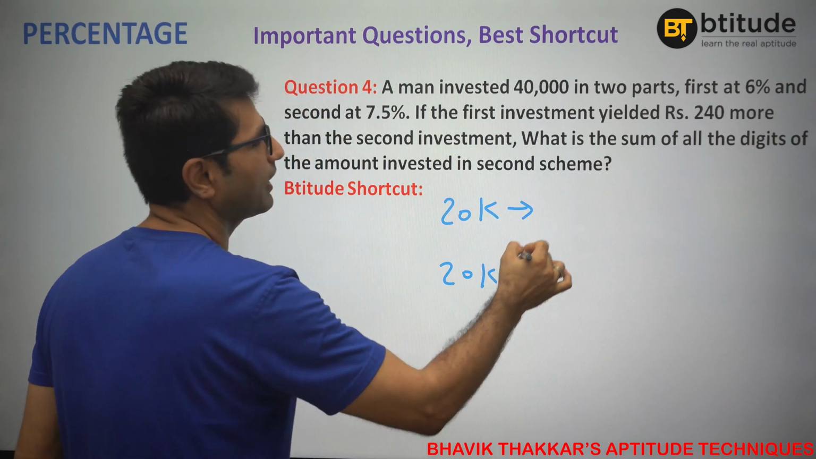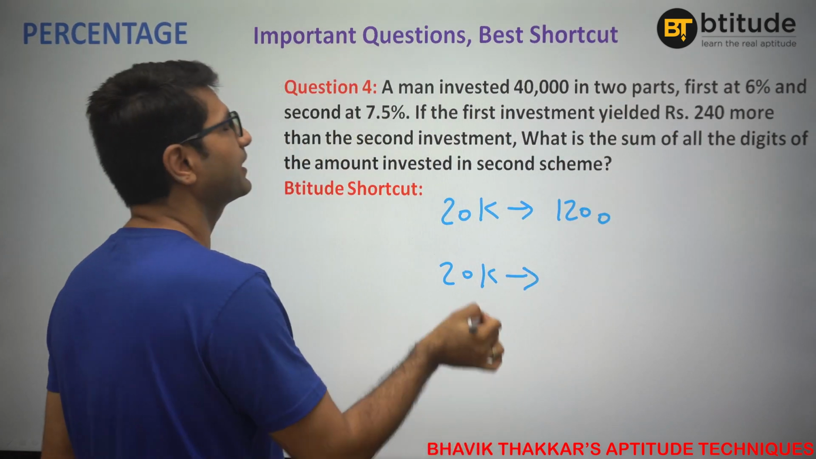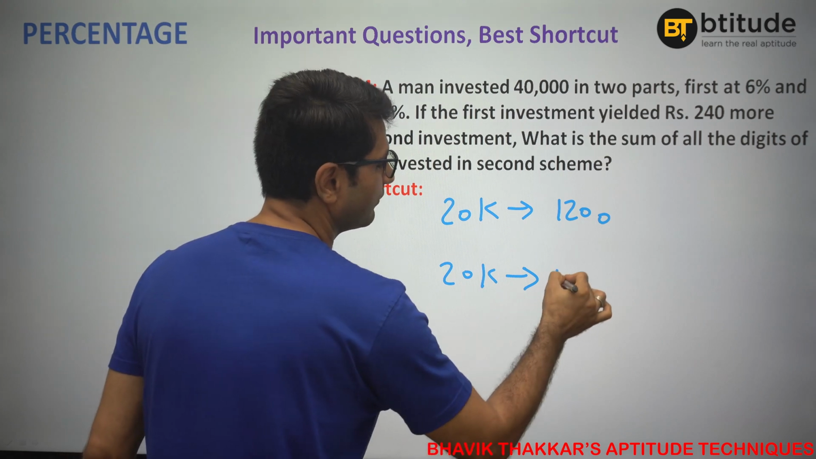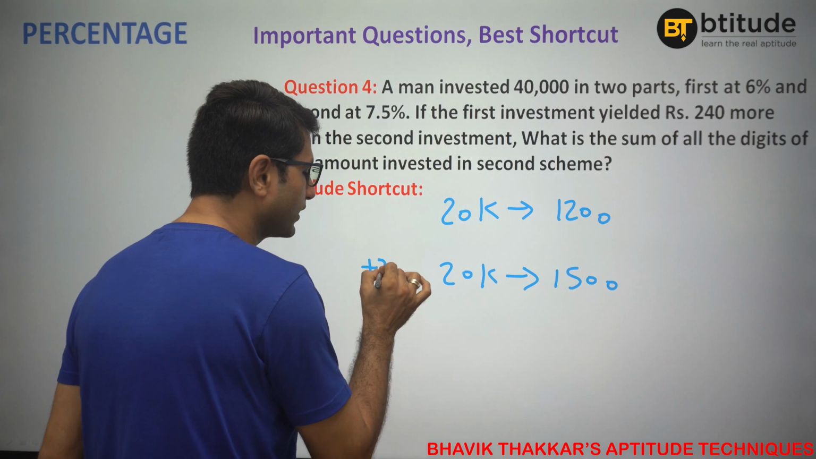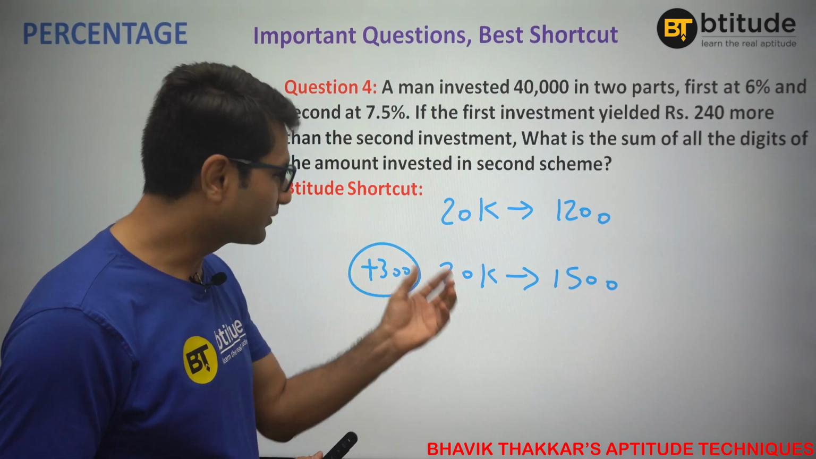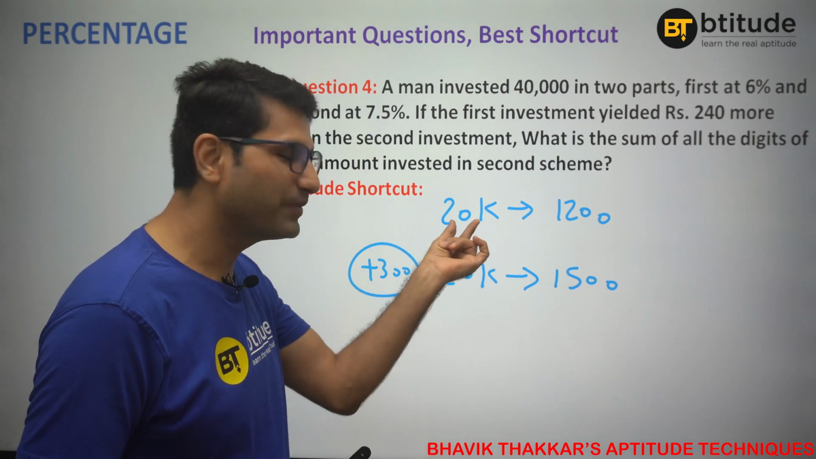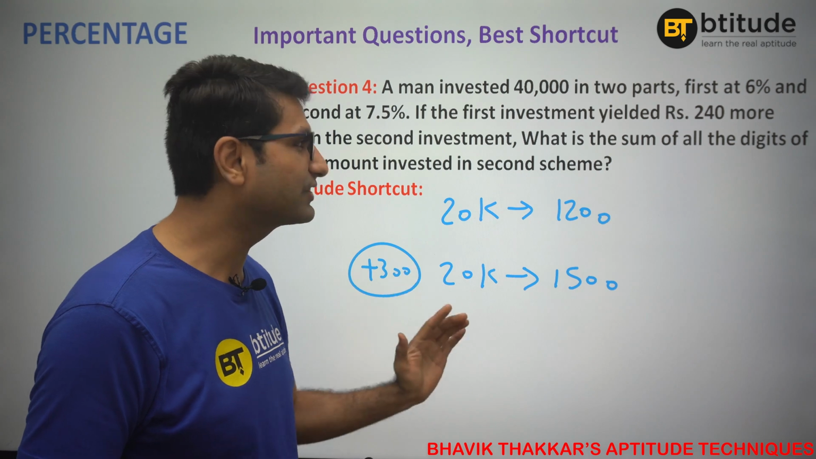In the first scheme, I'll be getting 6%, that is 1200. In the second scheme, I'll be getting 7.5%, of this it will be 1500. So I'm actually getting 300 more here. This is what is happening, if I am investing 20,000 in each case.